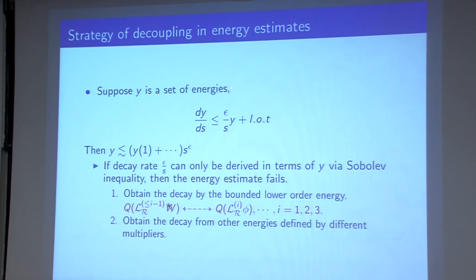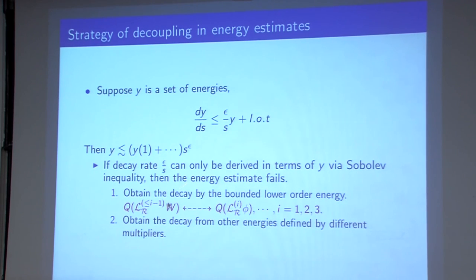And this decay rate can only be derived from your energy Y, by Sobolev embedding, and this energy estimate fails because your expectation of Y is with loss, and 1 over s cannot actually be achieved. That's going to be 1 over s with loss. So you won't have this line. It just fails.